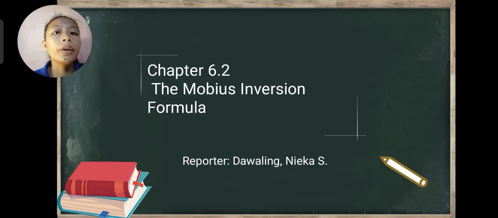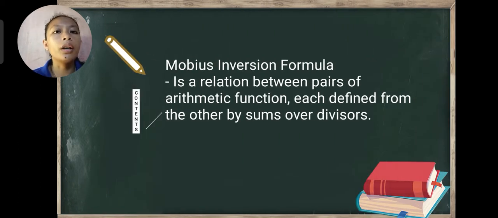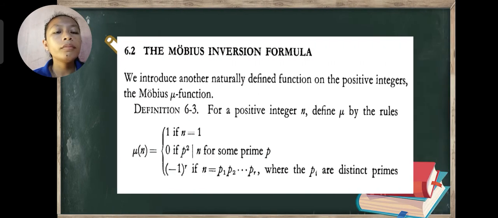Good morning, everyone. My topic today is all about the Mobius inversion formula. Without further ado, I will introduce to you what the Mobius inversion formula is. The Mobius inversion formula is a relation between pairs of arithmetic functions, each defined from the other by sums over divisors. For the Mobius inversion formula, we introduce another naturally defined function on the positive integers, the Mobius mu function.